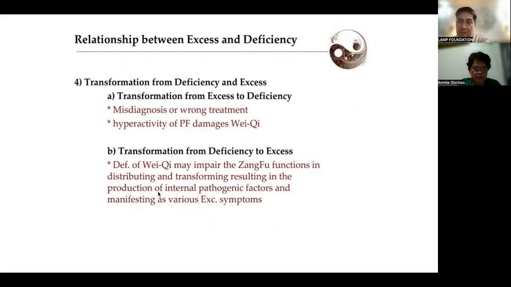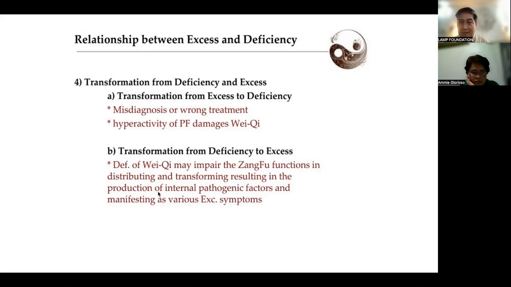nag-transform ang excess to deficiency, imagine from excess, naging deficient, biglang nag-turn around. It's a wrong diagnosis, wrong treatment. Huh? Yung excess mo naging deficient. Hyperactivity of the pathogenic factor damages the wei qi. Can you imagine?